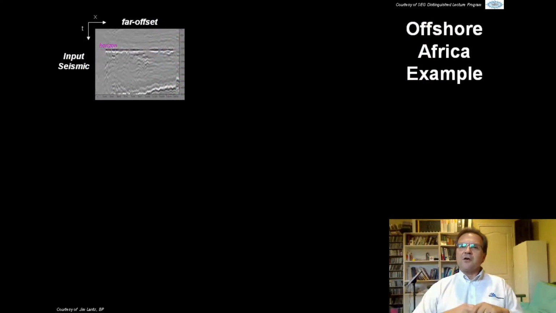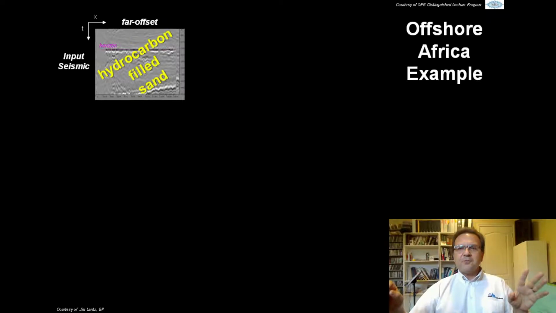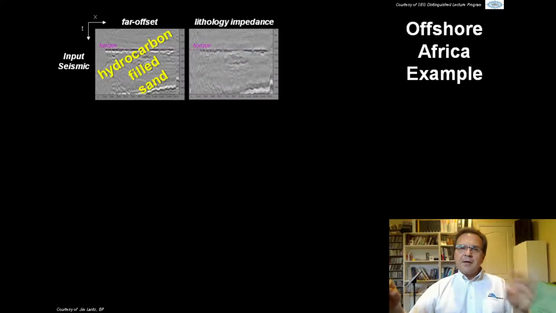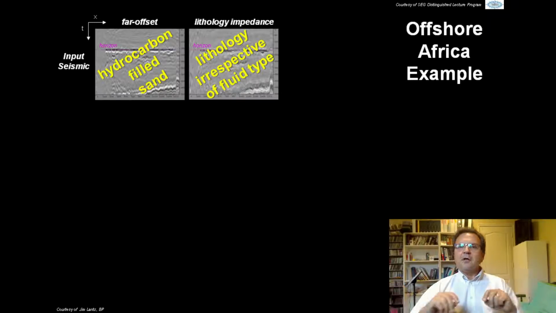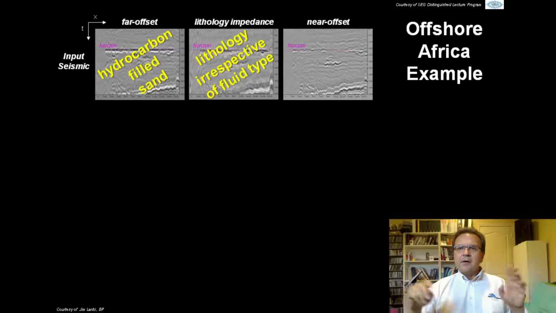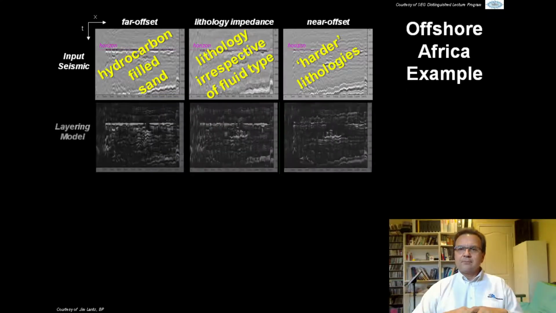We revisited this target zone at a later stage using a set of ABO datasets. A far offset reflectivity volume that responded to hydrocarbon-filled sand, a band-limited colored inversion volume from an incidence angle range that responded to lithology that was irrespective of fluid fill, in other words, to both hydrocarbon and brine-filled sand, and a near offset reflectivity volume that responded to harder lithologies such as the brine sands.